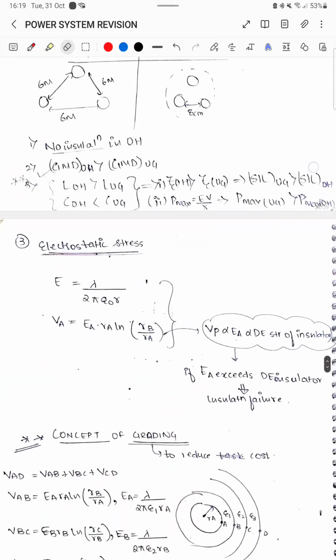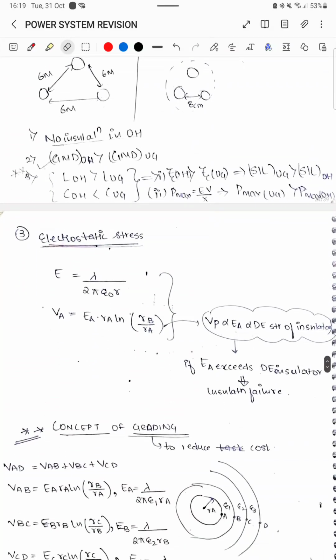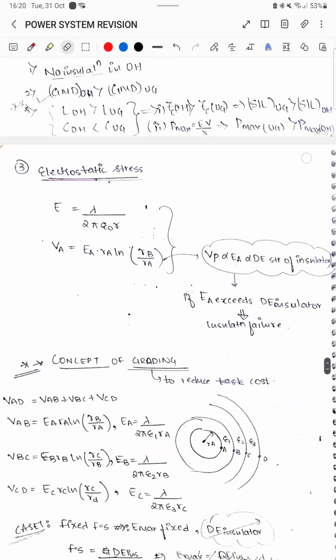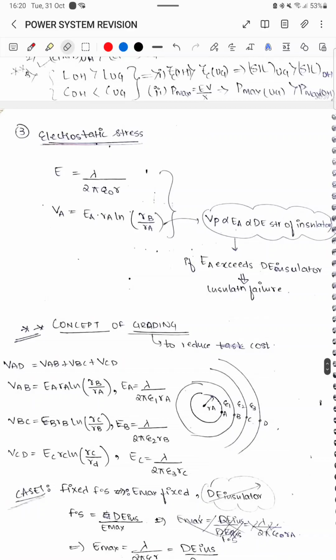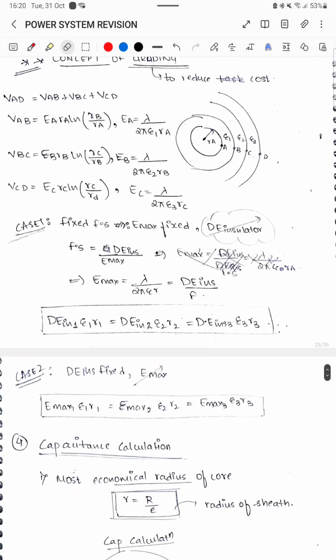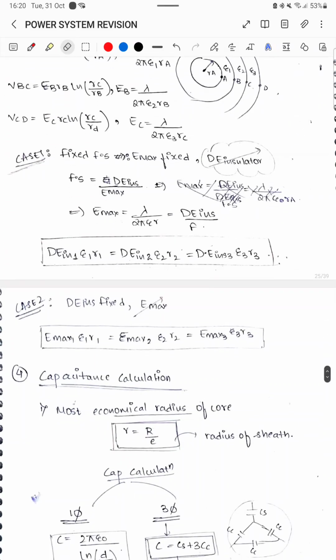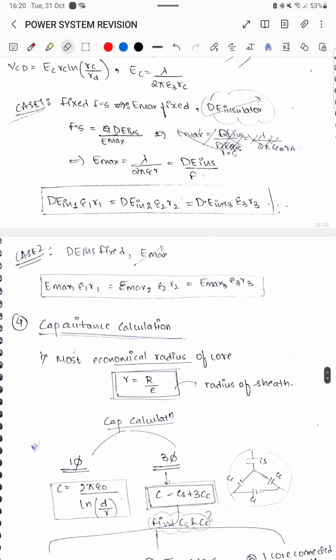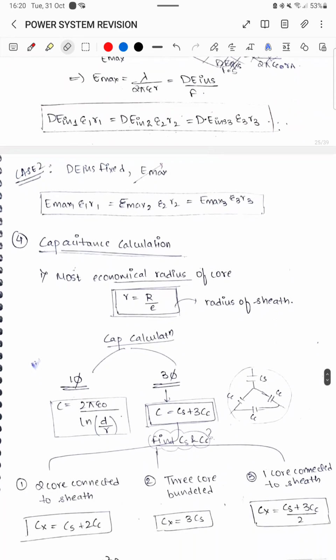Then we'll look at electrostatic stress, where we'll look at the voltage formula. We'll see how increasing electric field will break the insulation, its dependency on dielectric strength of insulation. Then we'll look at the concept of grading. Then we'll see two cases in grading, considering Fs fixed. If we change Emax, what will happen, and if we change the dielectric of the insulator, what will happen? We'll see those two cases.